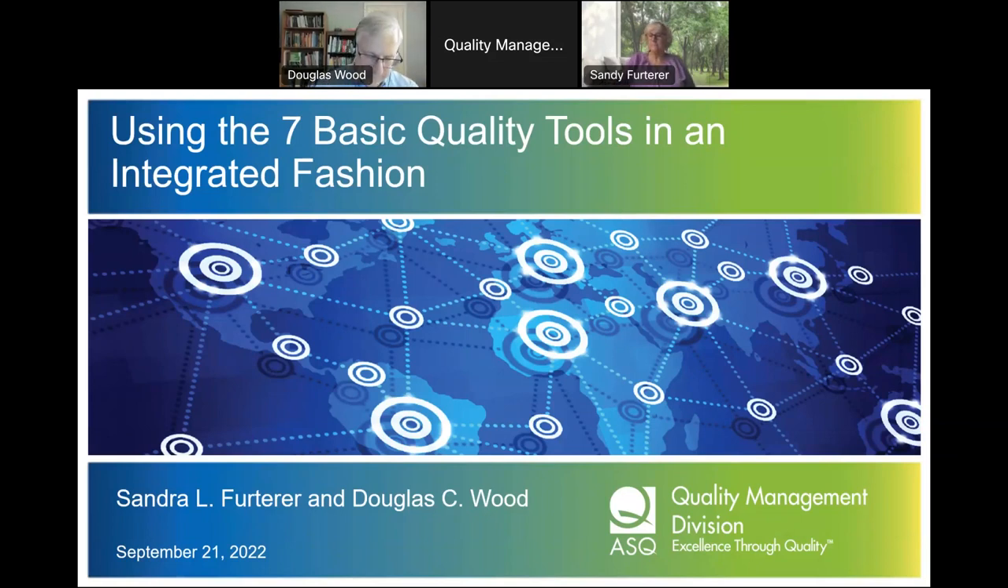He has published 3 publications by the ASQ Quality Press, and they are the Certified Manager of Quality Organizational Excellence Handbook, 5th edition, and this was co-edited by Sandy. The Executive Guide to Understanding and Implementing Quality Cost Programs, Reduce Operating Expenses and Increase Revenue. And the third one is the Principles of Quality Cost, Financial Measures for Strategic Implementation of Quality Management, 4th edition. His firm, DC Wood Consulting LLC, has worked with clients in manufacturing, healthcare, and transactional businesses. The company's website is www.dcwoodconsulting.com.